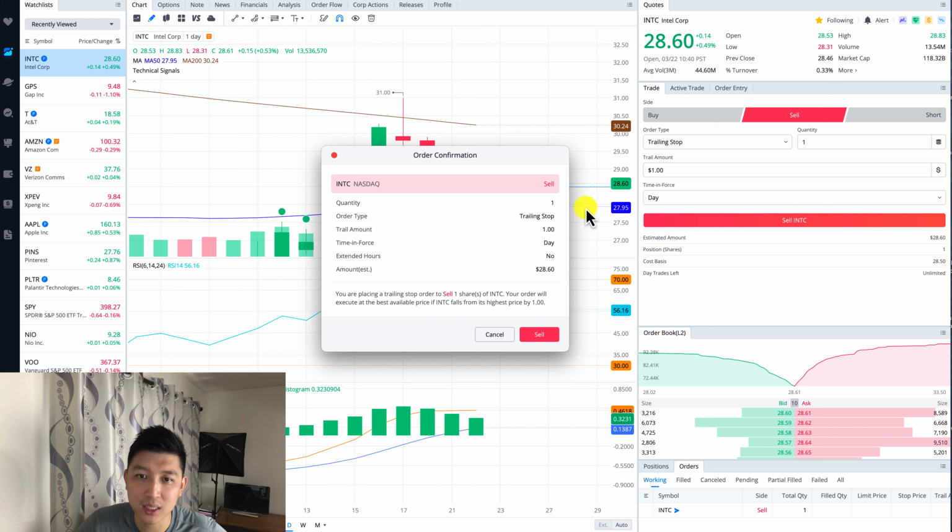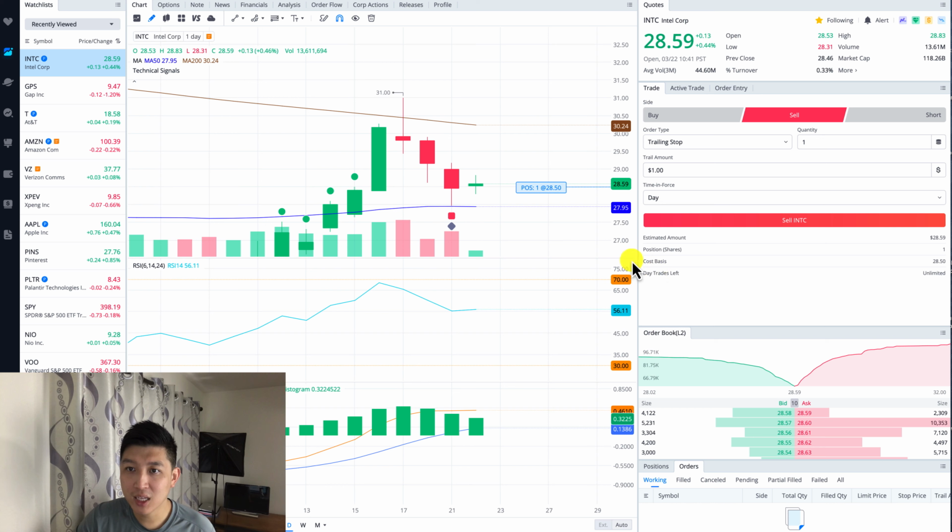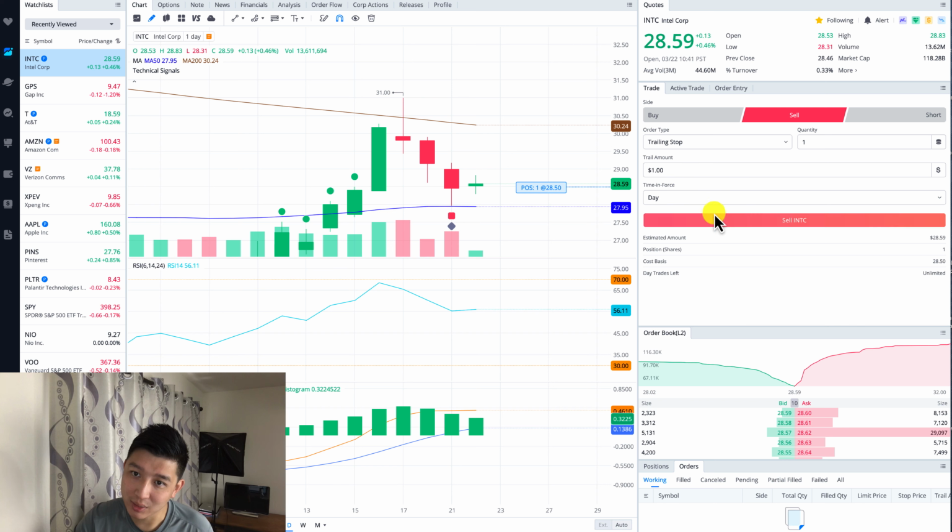Let's say if I do $1, let's see which one, I forgot. Estimated amount 28.60. So it goes off by the market price. So right now it's 28.60, 28.59. So if I hit sell, it just sells at this price and doesn't go by the 28.50. So remember this, if you're gonna do this, look at this, and then if you have a $1 trailing amount, then the next price below that is gonna be 27.60, 27.59, right? And if it were to go up, let's say if Intel were to go up to $29, right, then the new price of the trailing amount will be at $28.